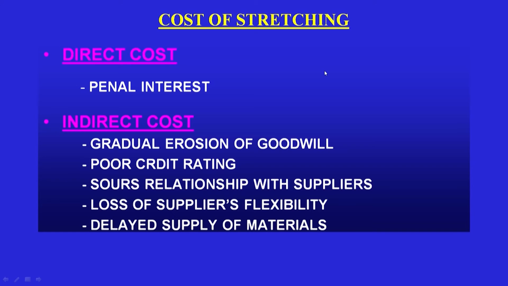Here it is the indirect cost. I is the indirect cost. Indirect cost is also there. What is the indirect cost now? We can think here that what is the indirect cost. The points of indirect costs are listed here. Number 1 is gradual erosion of the goodwill.